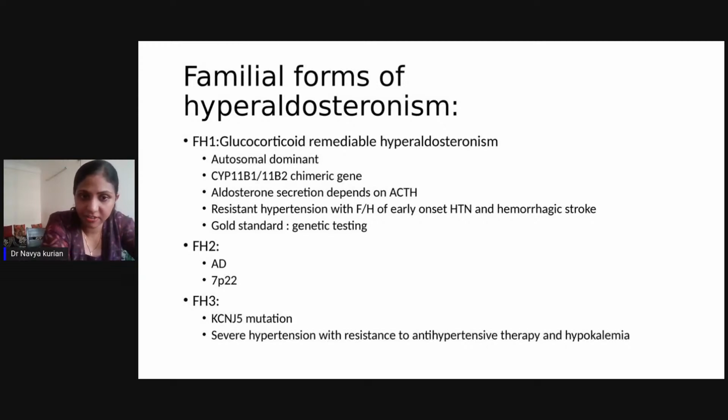This patient presents with resistant hypertension with family history of early onset hypertension and hemorrhagic stroke. Gold standard is genetic testing. Even though certain metabolites such as 18-oxocortisol will be high, those tests are obsolete and gold standard is genetic testing. Other forms of familial hyperaldosteronism are rare.